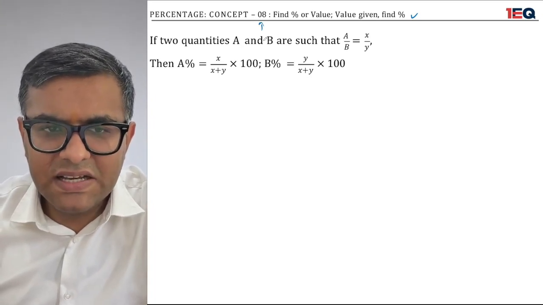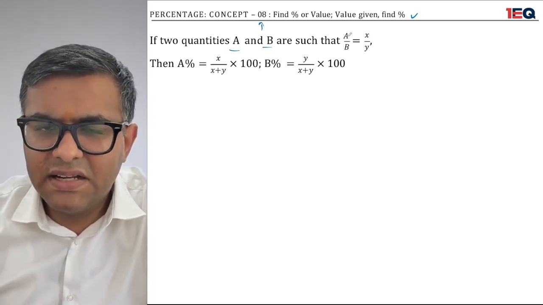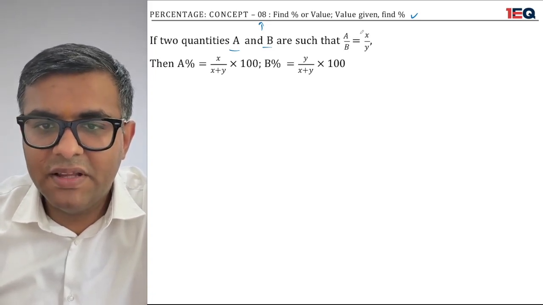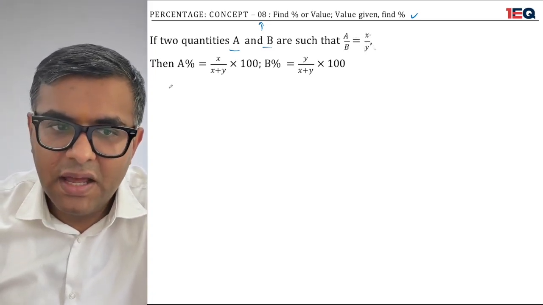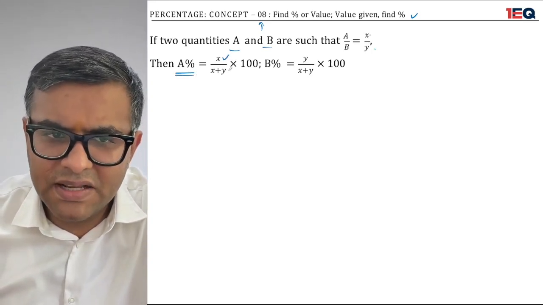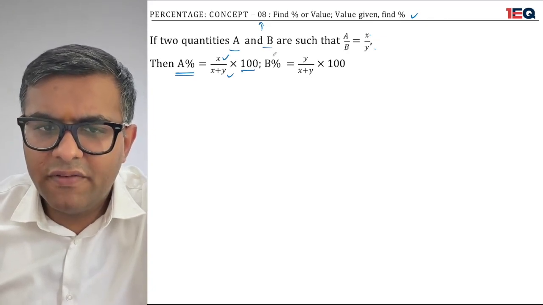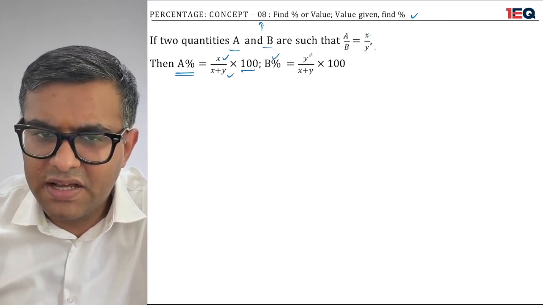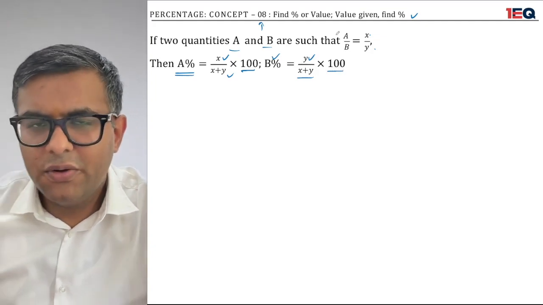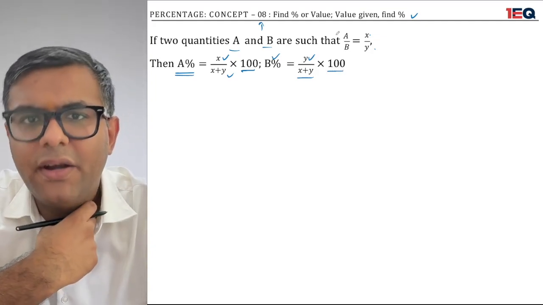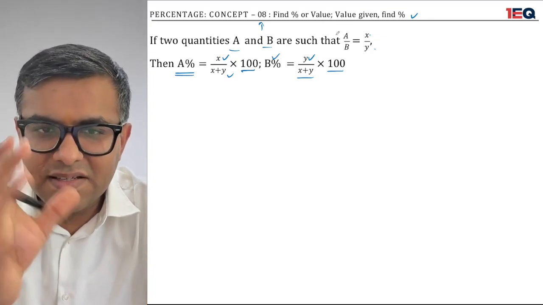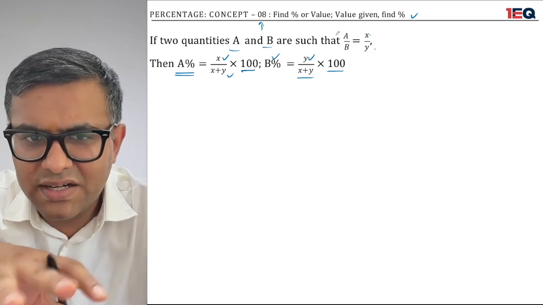Okay, so it says if there are two quantities A and B such that there is a ratio between A and B, that is x is to y or x upon y, then if I talk about A percent, that can be denoted as x upon x plus y into 100. Or if I talk about B percent, then it can be denoted as y upon x plus y into 100. So this is how you calculate B percent, which is dependent on A, or A percent, which is dependent on B. This is a concept which you can understand through the formula.